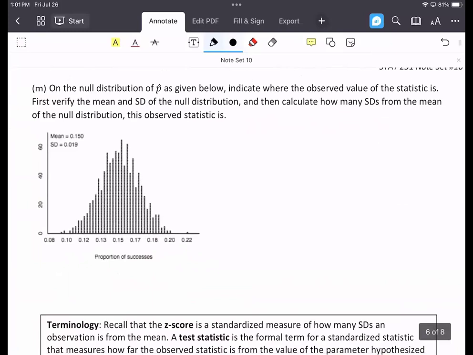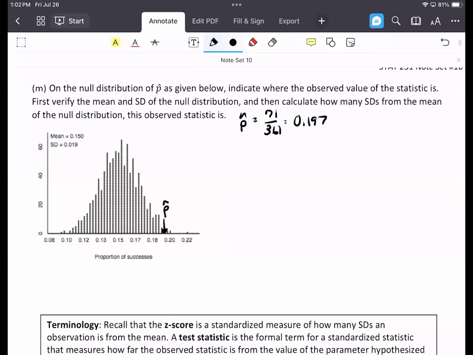On the null distribution of p hat, as given below, indicate where the observed value of the statistic is. We figured out that p hat, in this case, was 71 divided by 361, which gives me 0.197. And that's right about here, I'm going to say. There's where my p hat would be from the study.